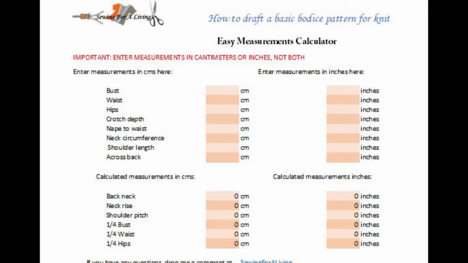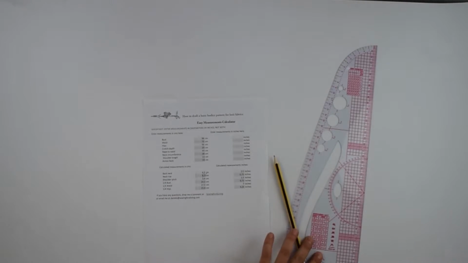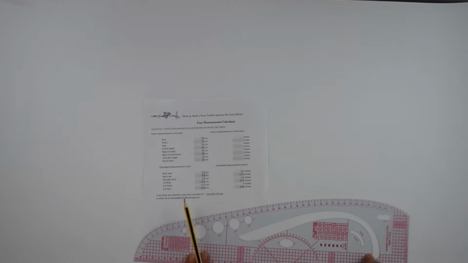While drafting your pattern, you can use it as a reference. To draft the bodice pattern for knits, I'm going to use my measurements, a white piece of paper and a pencil. I'm also going to need a grid ruler, L-square ruler and a French curve. In the studio I use a set of rulers, but as I'm filming this at home, I'm using this very cheap piece of equipment that combines all of them.